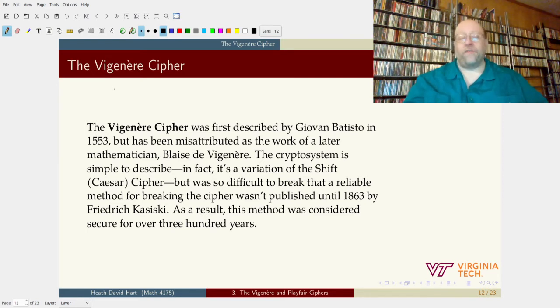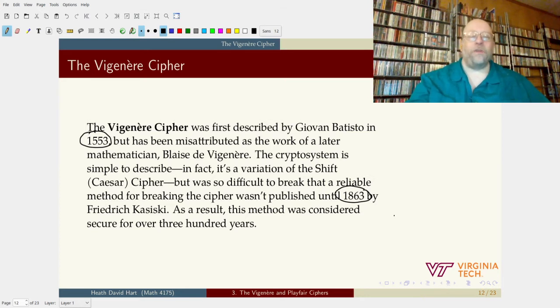It's a variation of the shift cipher, but it was so hard to break that it took over 300 years to break it. It was discovered in 1553. It was not broken until 1863 by Friedrich Kasiski. So what we'll look at today is how the cipher works, and then we'll talk about how Kasiski broke the cipher next time.